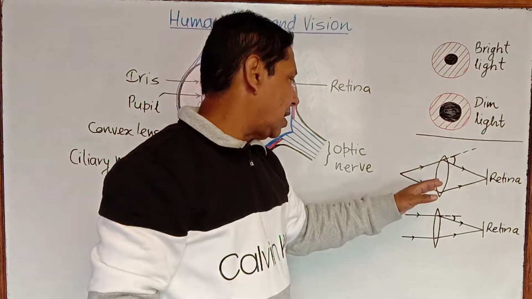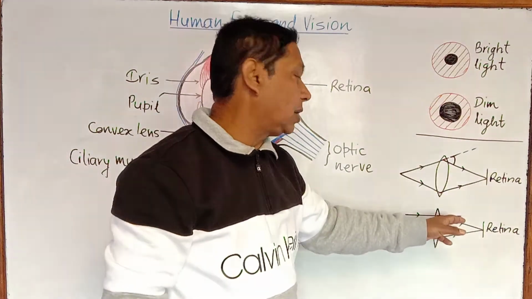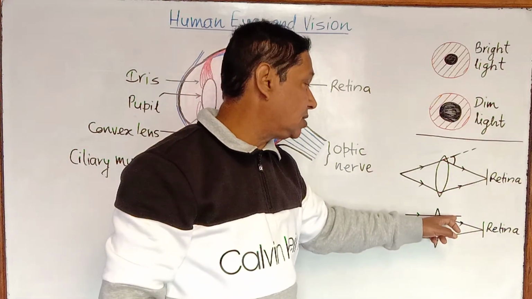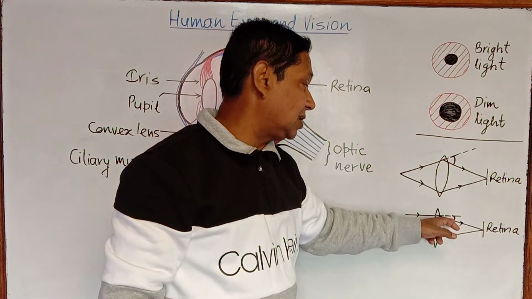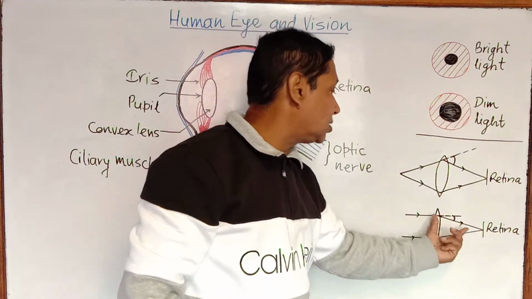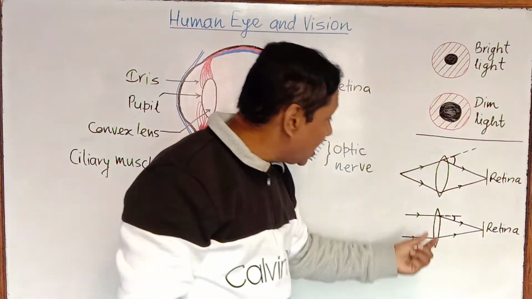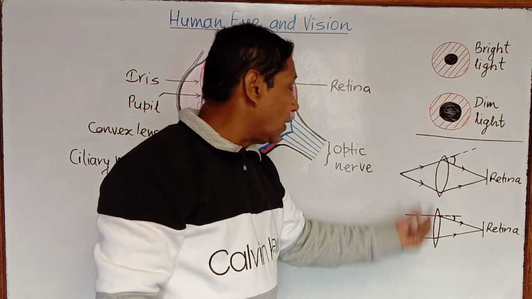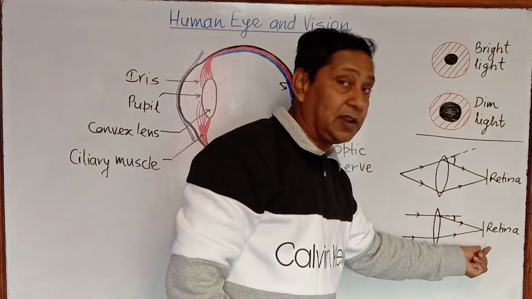And when the convex lens becomes thin, its power becomes less. Its converging capacity becomes less. Look at this angle with which it is converging. The ray of light is less. The converging capacity is less. Its focal length is long. And then it will be able to focus that distant object also on the retina.